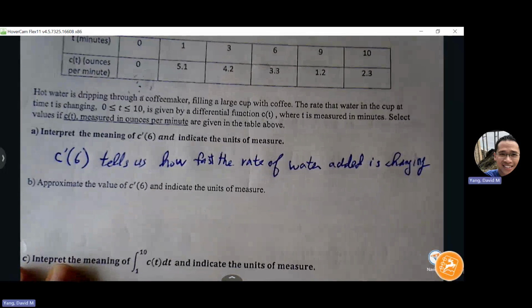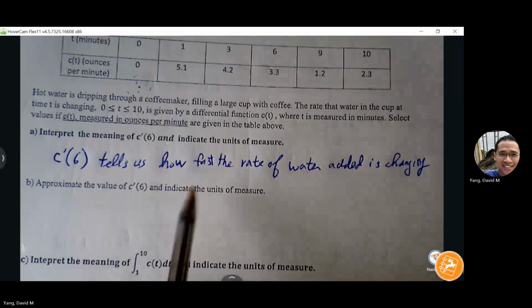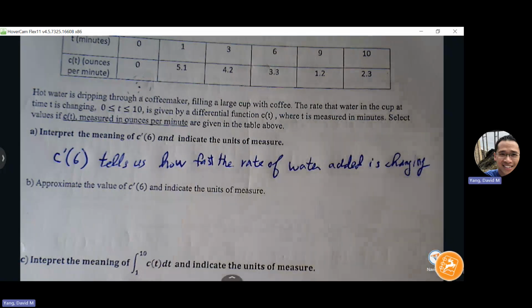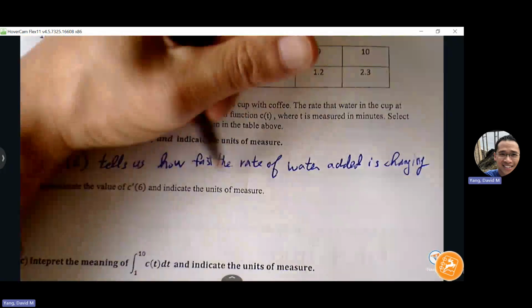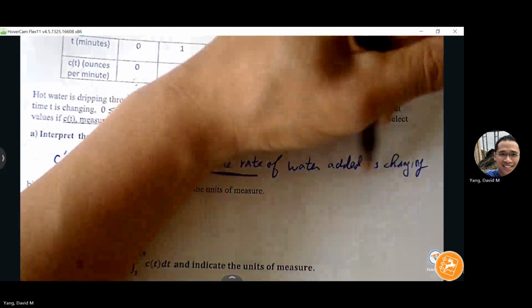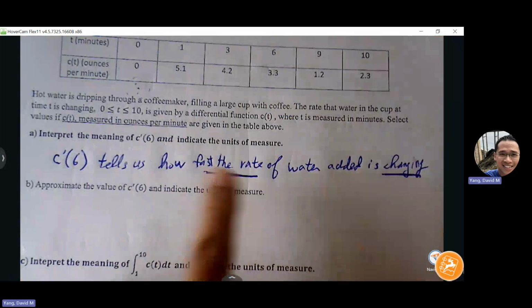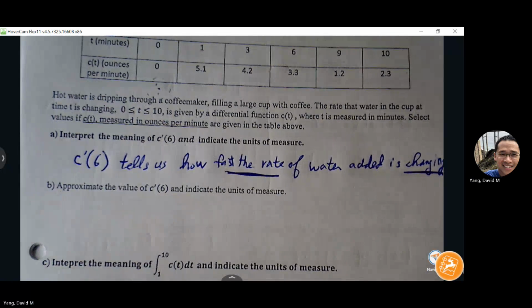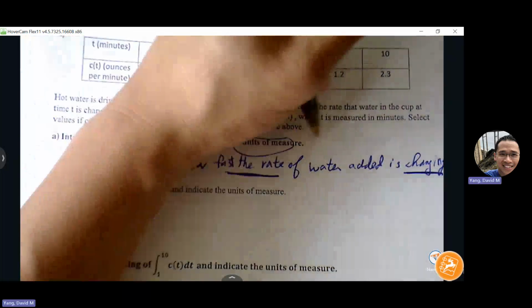So anytime we're talking about a rate of a rate, you don't want to say rate of a rate, and also you don't want to say acceleration, right? Because that doesn't fit the context of this problem. So you want to say the rate is changing. You want to indicate those two components to show that you are talking about the rate of this particular rate. And also we know our units are going to be ounces per minute squared.